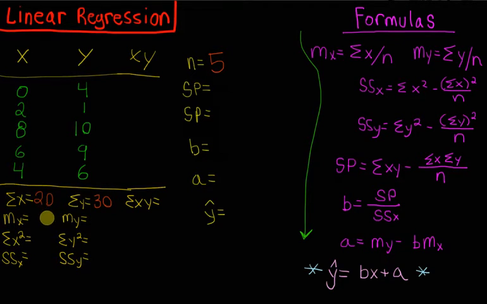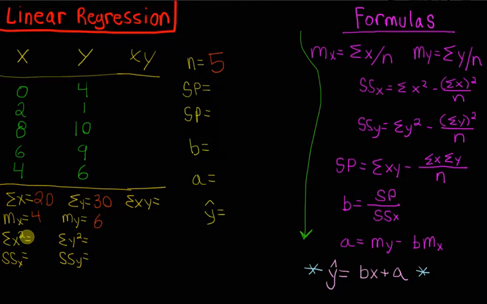Now we solve for the mean. Now the formulas for the mean are up here. These are the first formulas we're going to be using. Mx is the sum of x divided by n. My is the sum of y divided by n. So in this case, we're just going to take 20 divided by 5, and you see we have n over here. And that's going to give us a mean of 4. For the mean of y, we have 30 divided by 5. That's going to give us a mean of 6.